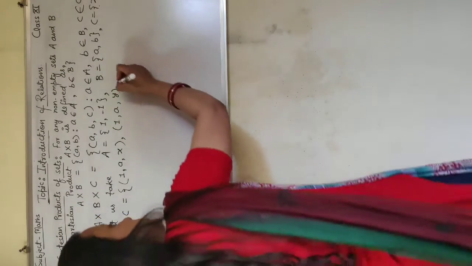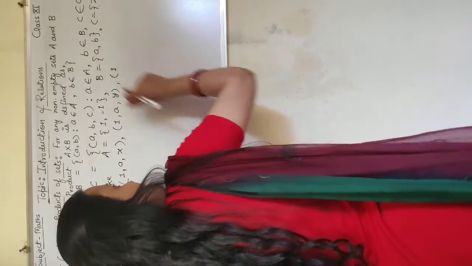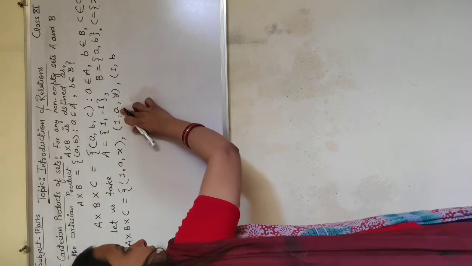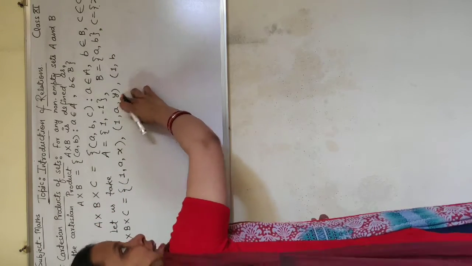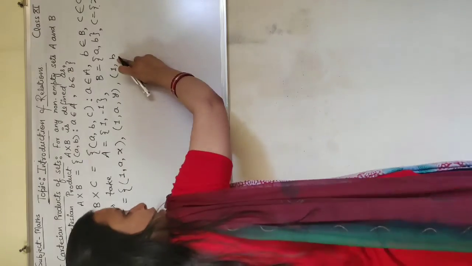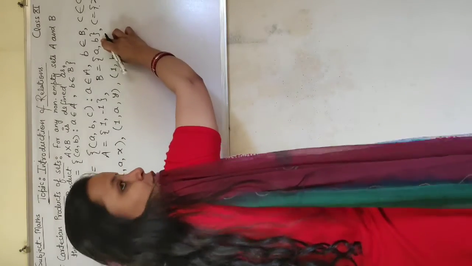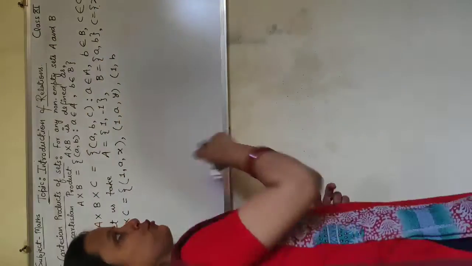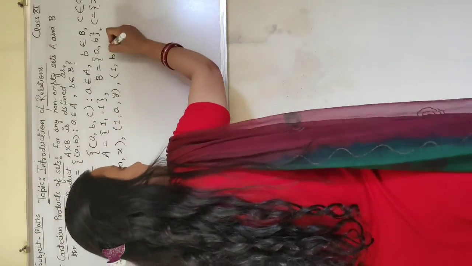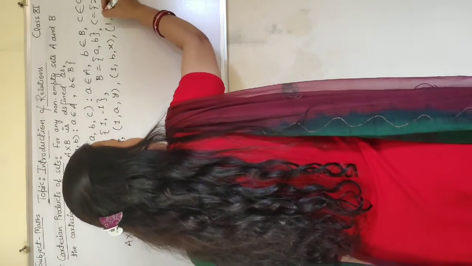One more thing can be done. 1 can be multiplied with b also. What we had done was fix 1 and a here and change x and y. Now we are changing the middle element, the second element. That means 1 can be multiplied with b also, and x and y also. So first we have written (1, a, x) and (1, a, y). Now we will write (1, b, x) and (1, b, y).